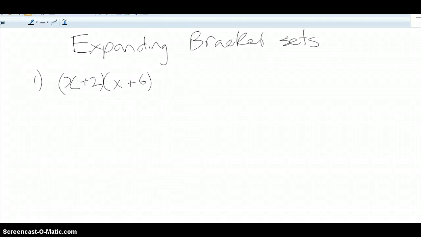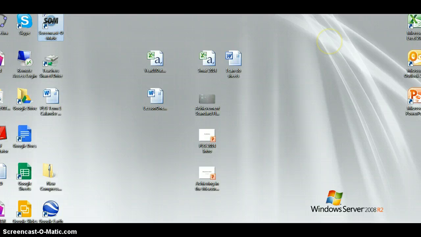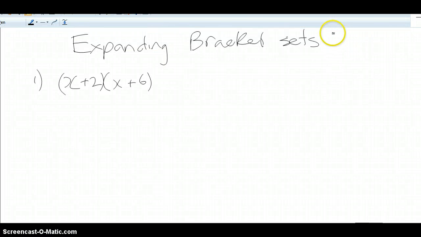Okay, so today we're looking at expanding bracket sets. Often books call these quadratics. So if you're looking at the contents, you'll need to find these under quadratics.